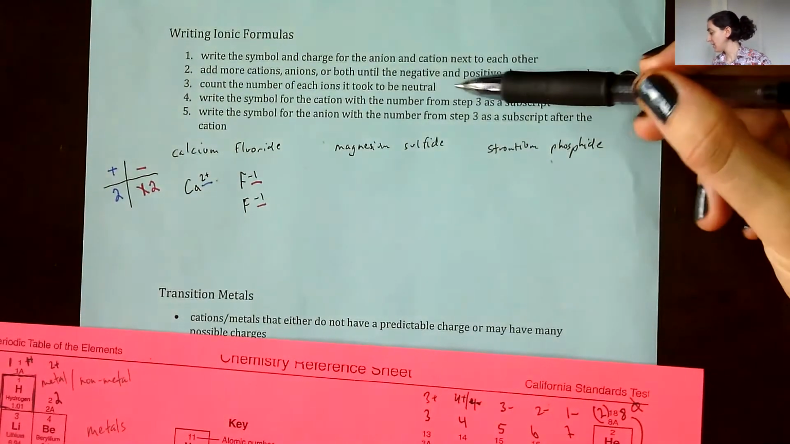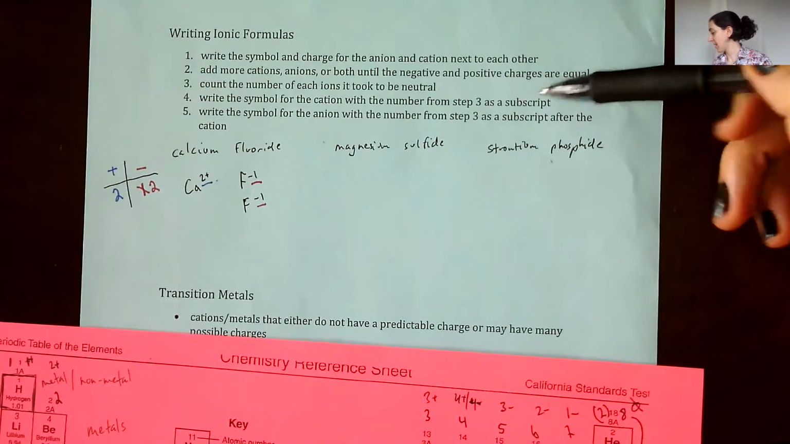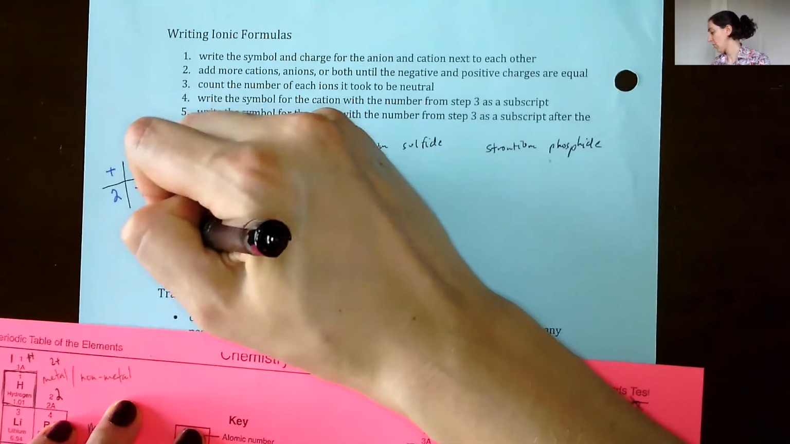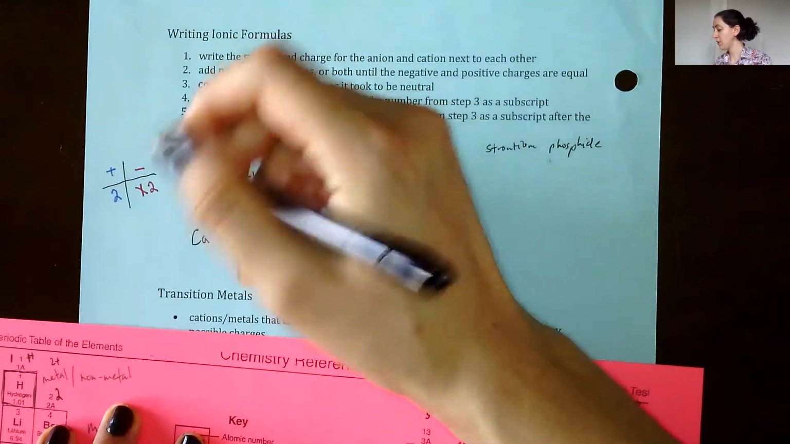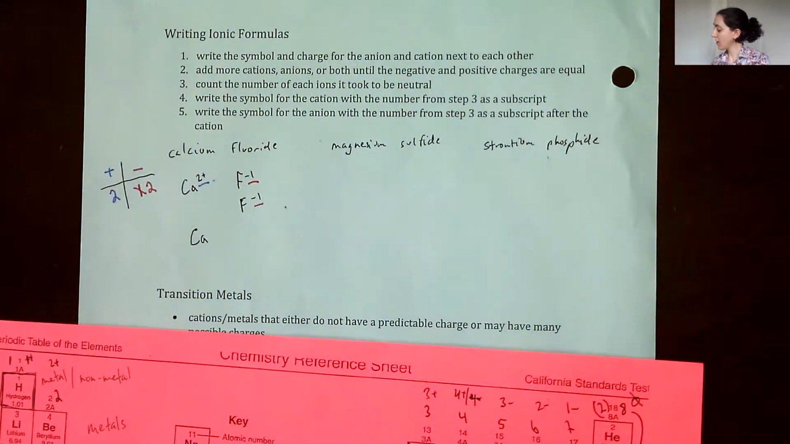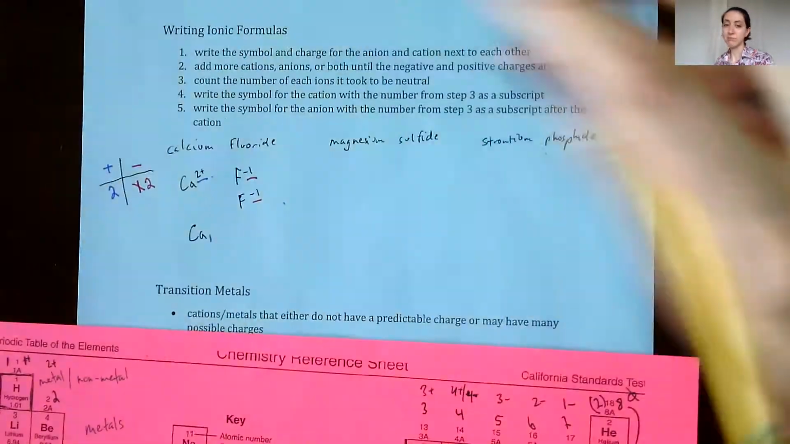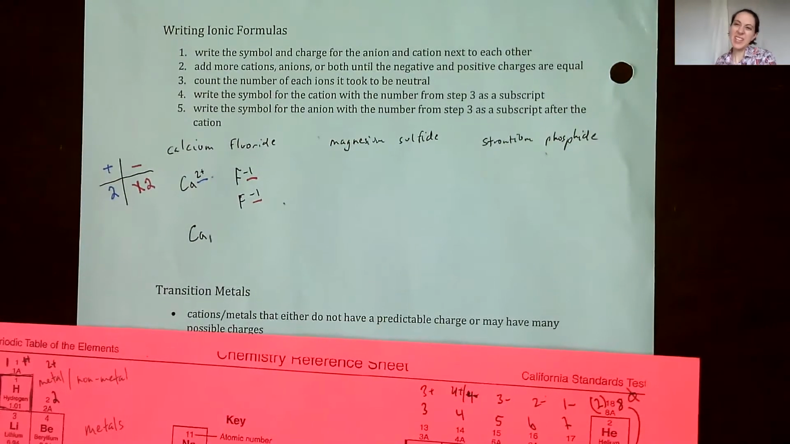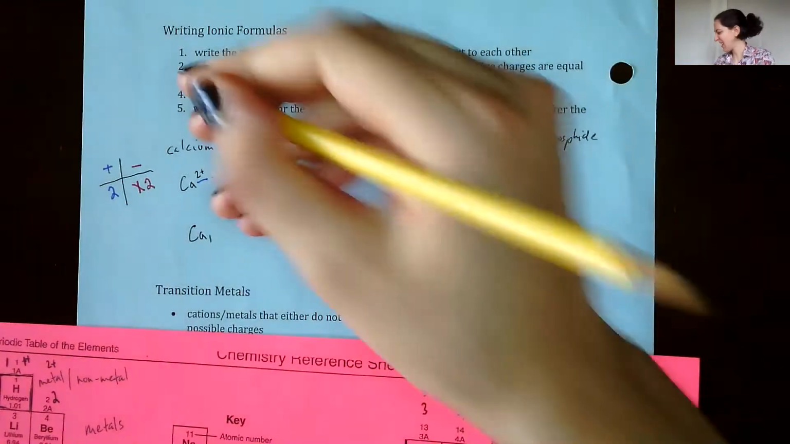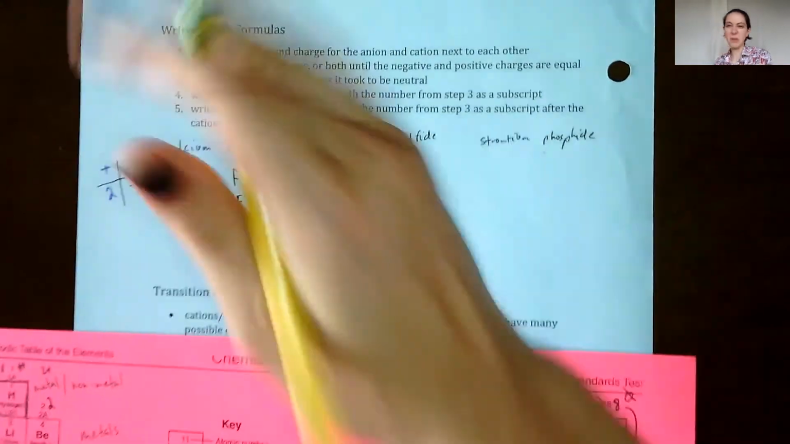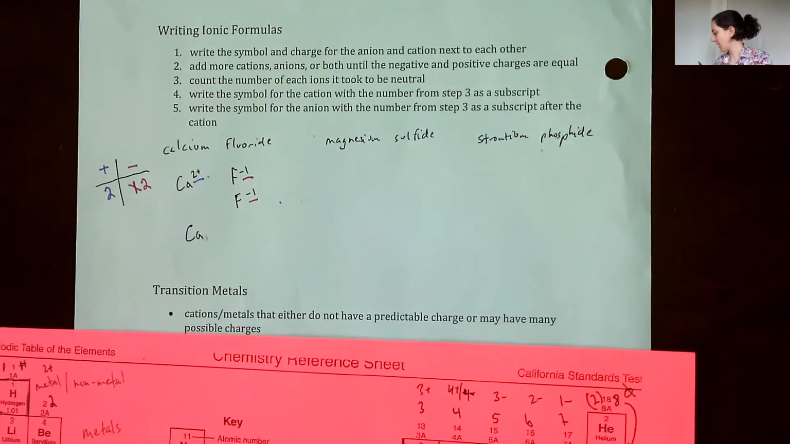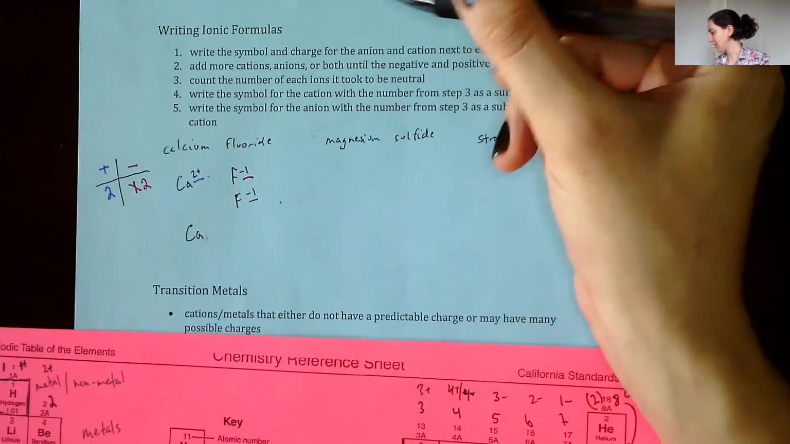Next step, write the symbol for the cation with the total number from step 3 as a subscript. So calcium goes first. It only took 1. So we could put a 1 here. That's totally okay. But because we're chemists, we tend not to. We're super lazy and we just like say, if it's just 1, just leave it be. So unless it's a 1, we ignore it. We write it down unless it's a 1.